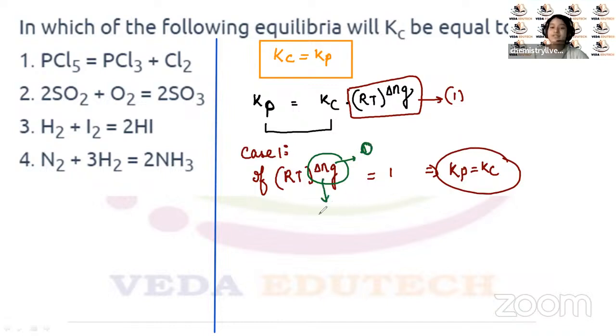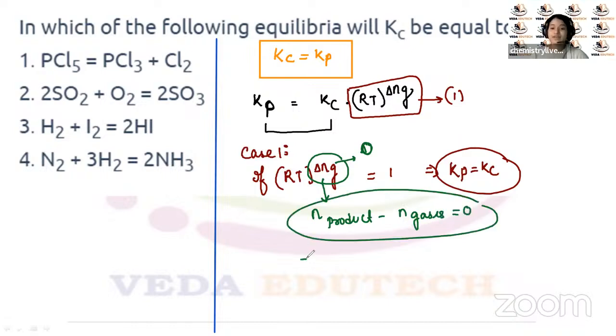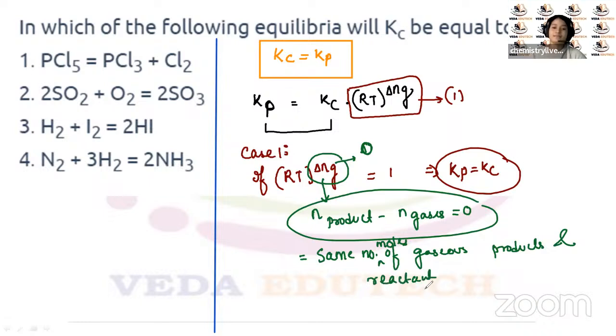Delta Ng is 0 means number of moles of gaseous products minus number of moles of gaseous reactants is 0. That means we are talking about the same number of moles of gaseous products and gaseous reactants. Wherever that is the case, that is going to be the answer. So let us discuss the first case.